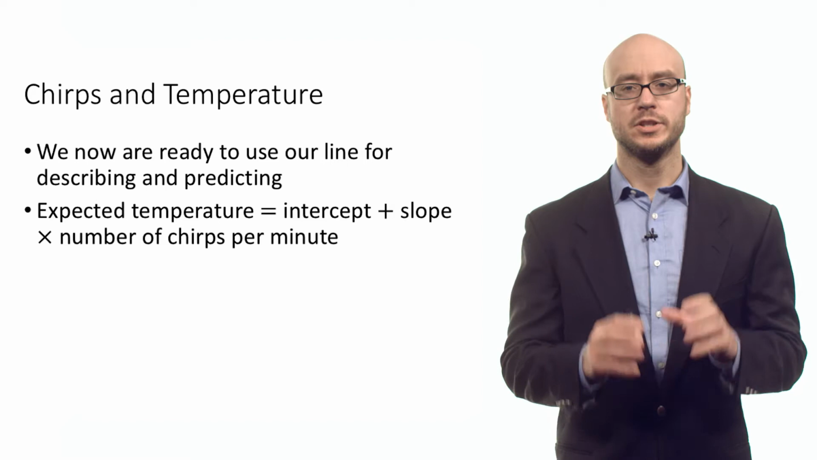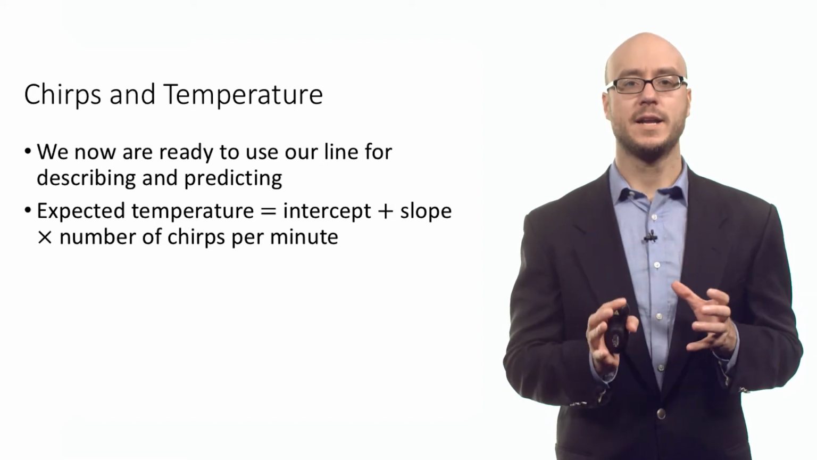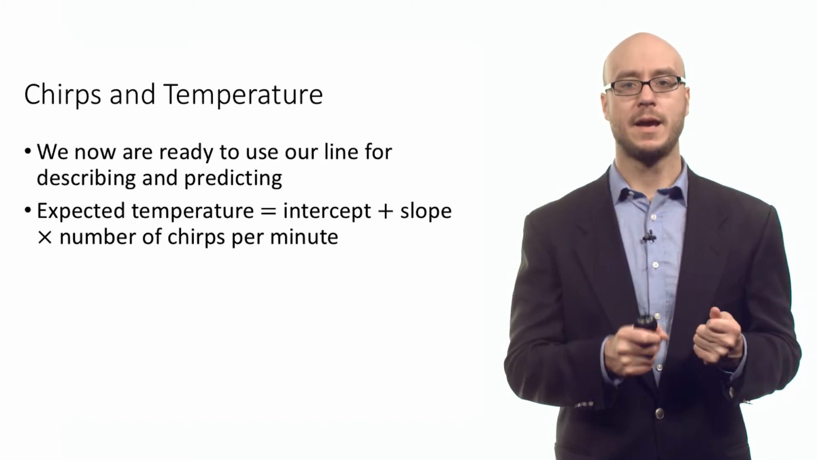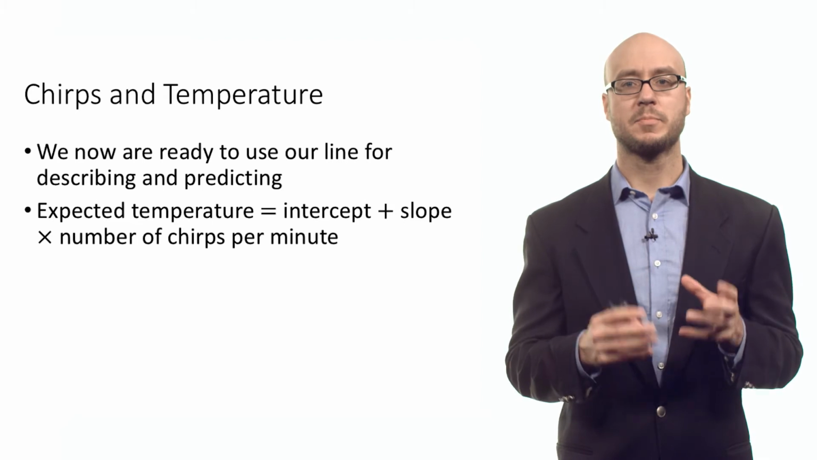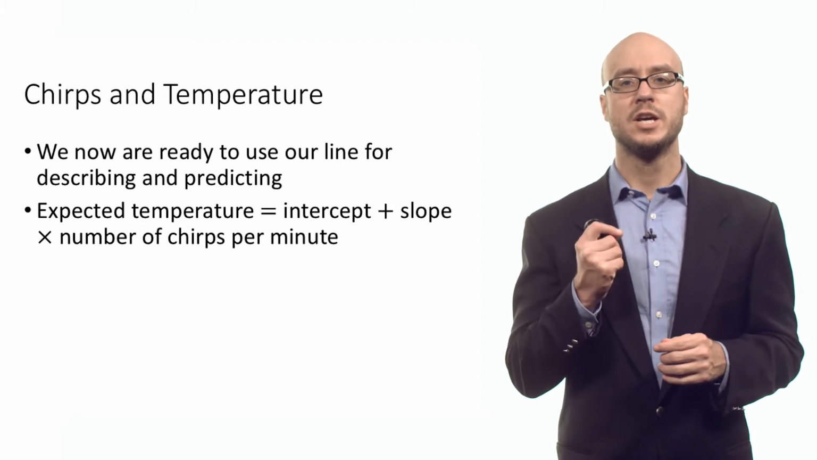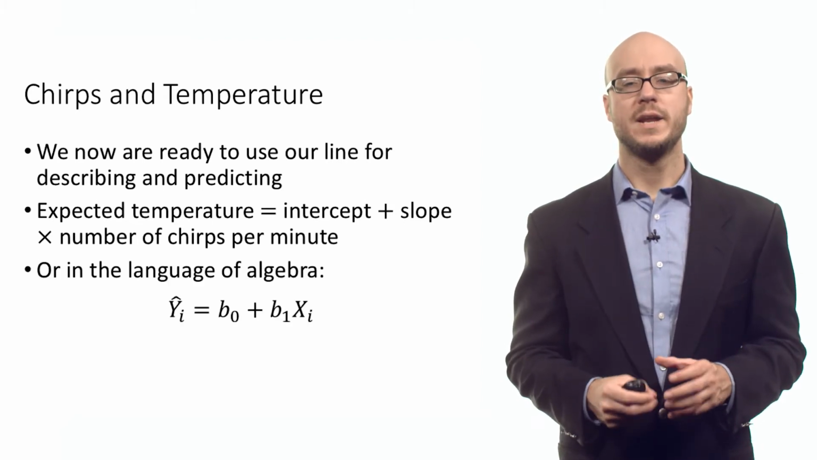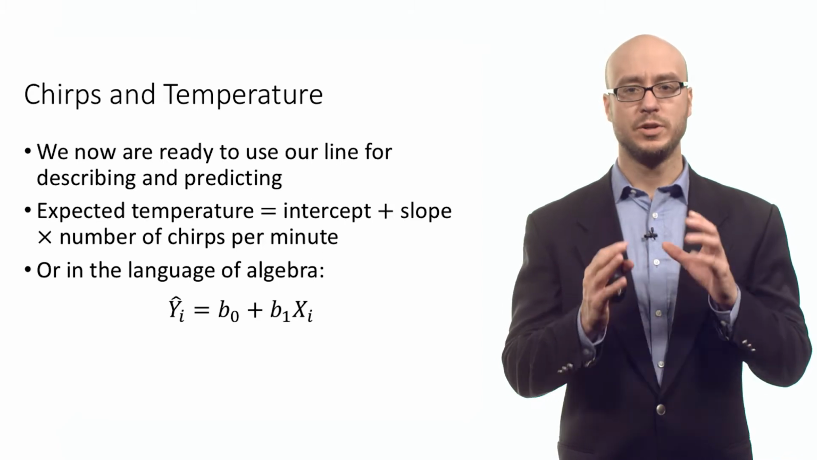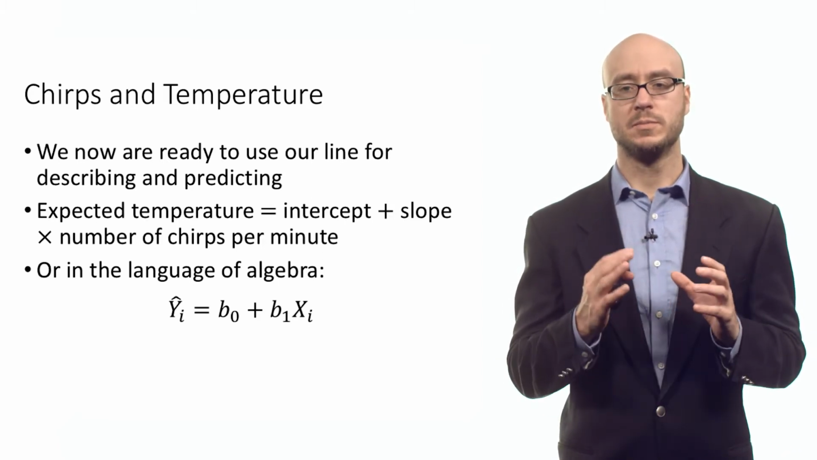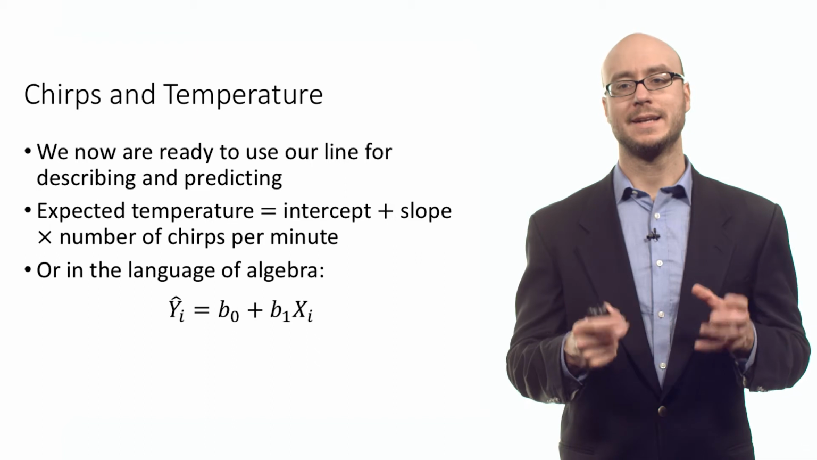Hi everybody, we're now going to talk about using this regression line for the purposes of description and prediction. So our basic line gives us the expected temperature given an intercept plus a slope times the number of cricket chirps per minute. In the language of algebra, we use y hat equals b naught plus b1 times x.